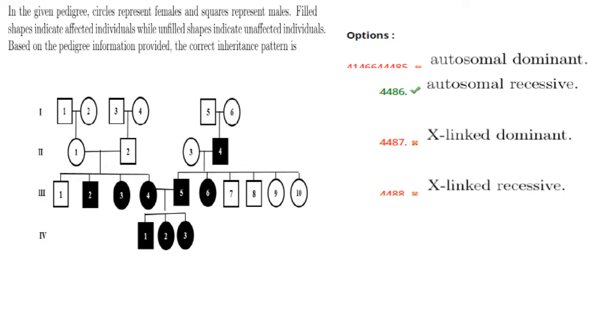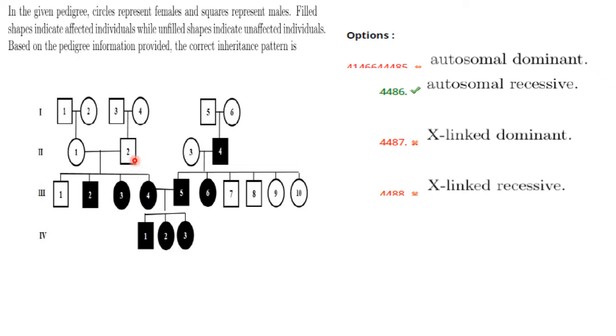Then the next one. In the given pedigree, circles represent females, squares represent males. Filled shapes indicate affected individuals, while unfilled shapes indicate unaffected individuals. Based on the pedigree information provided, what is the correct inheritance pattern? Here you can see, if the parents are not affected, the children could be affected. Here one parent is affected, but all the children are not affected. Only a few of them are affected. Here both the parents are affected and all the children are affected.